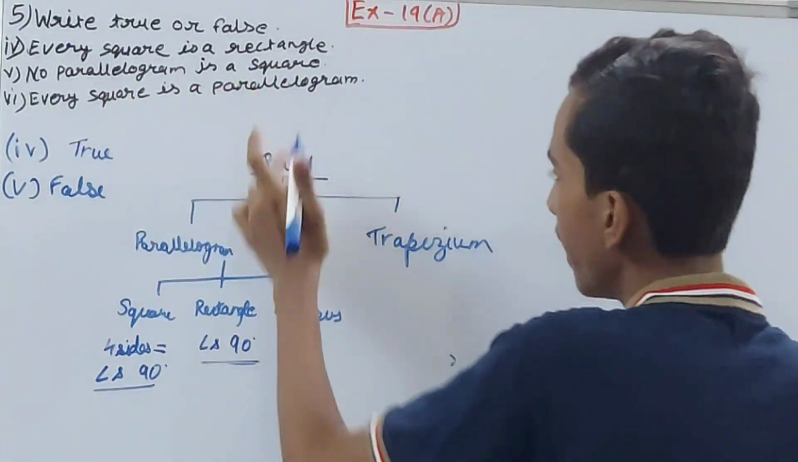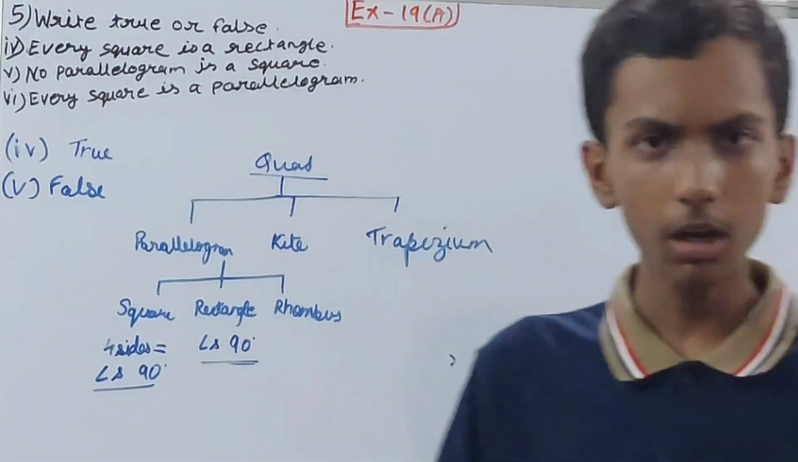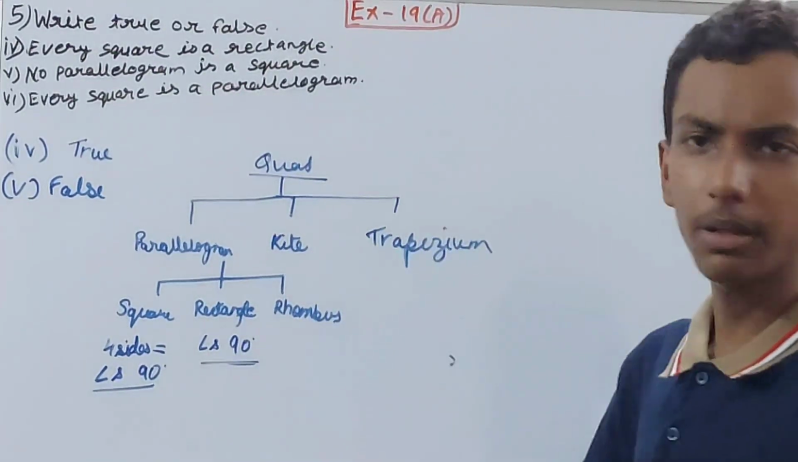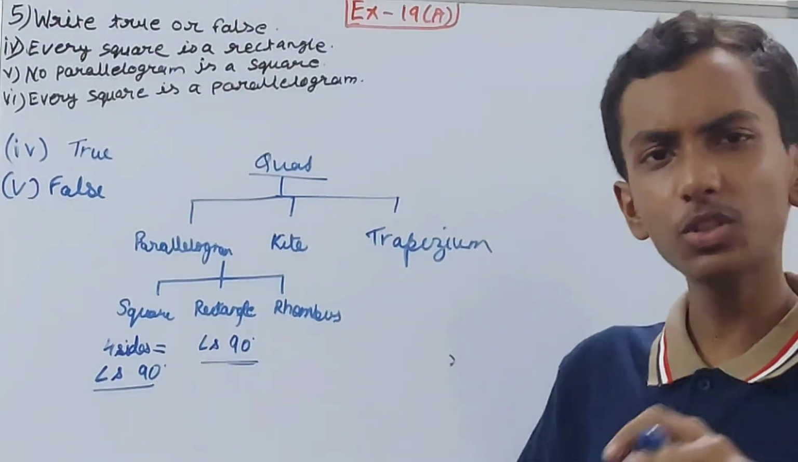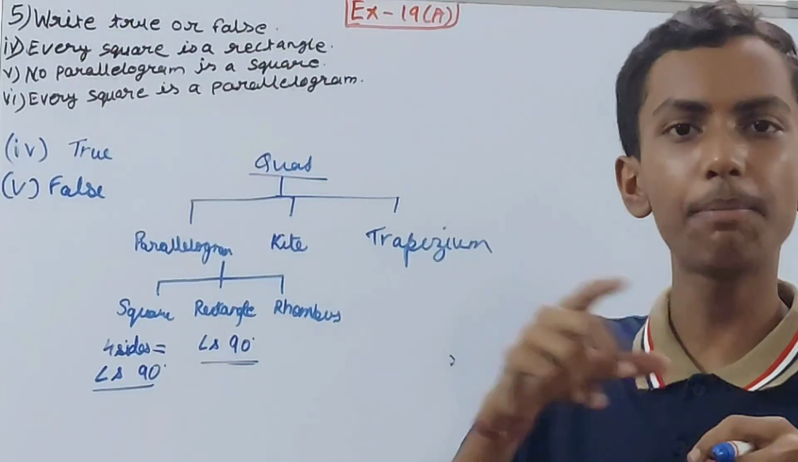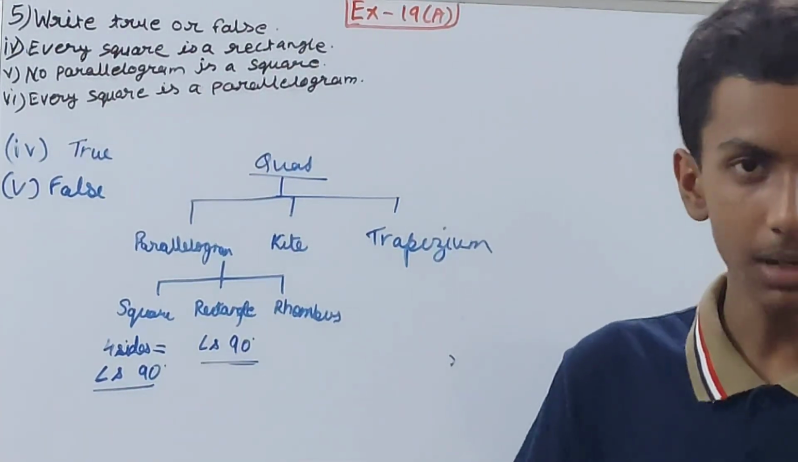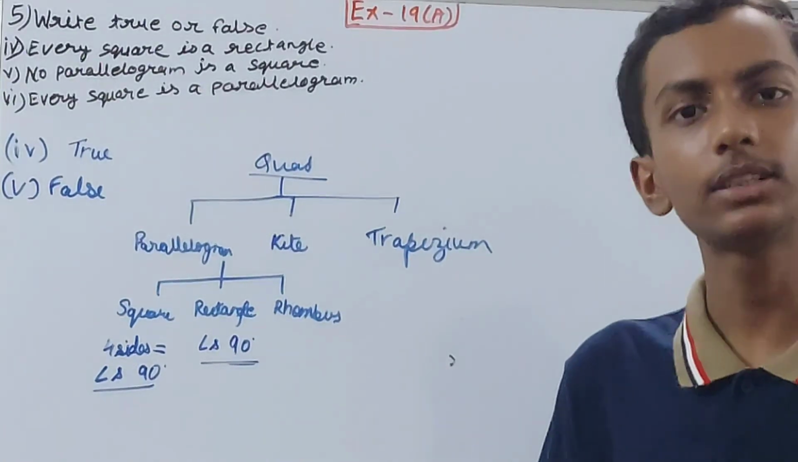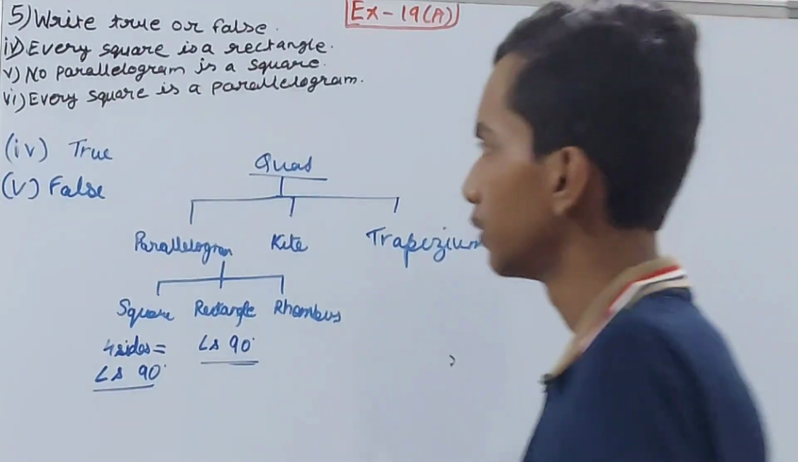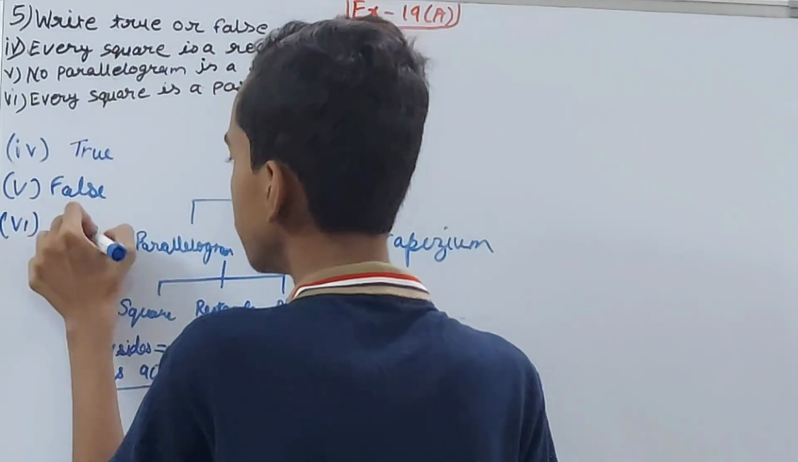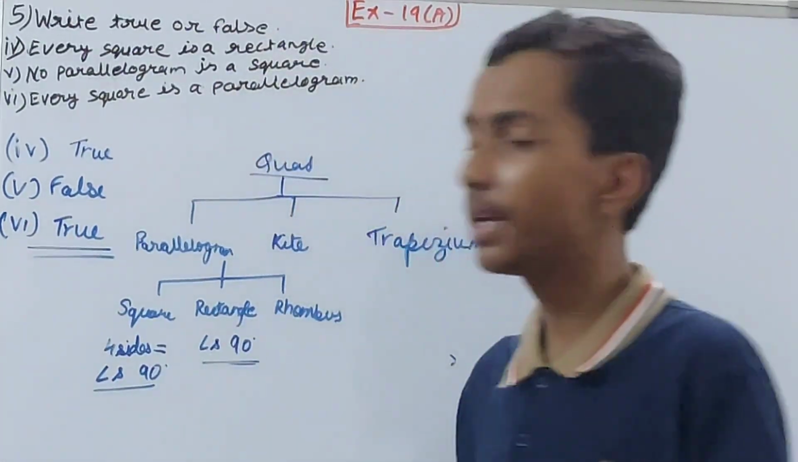Every square is a parallelogram, of course. It is just the reverse of the previous statement. Every square you pick up will have both pairs of opposite sides parallel. That is the property of the parallelogram. So every square is also a parallelogram. This statement is true. That's it.